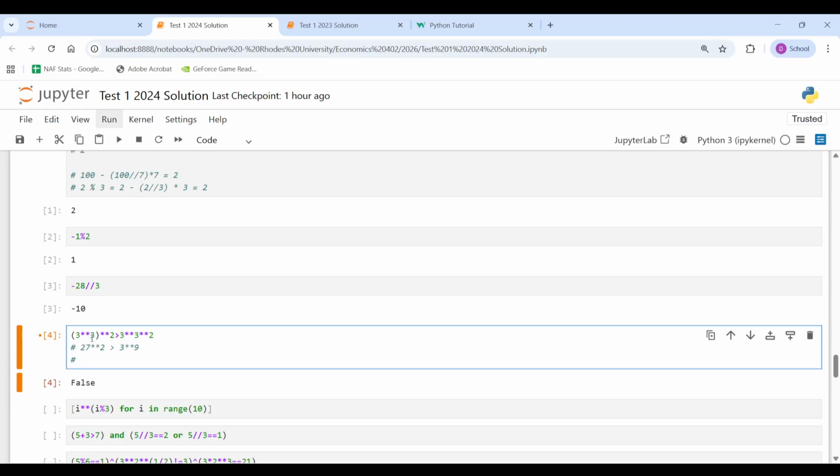I'm forgetting the rule. Okay, so with PEDMAS, you do parentheses, then exponents, right? So we do whatever is in the parentheses first. So we cube that 3 to get 27 and then square it, right? When there are no parentheses, we do exponents, right? But with exponents, we go from right to left. So we do the rightmost exponent first, then we do the remainder. So that is 3 squared, which is 9. 3 to the power of 9 is whatever it is.